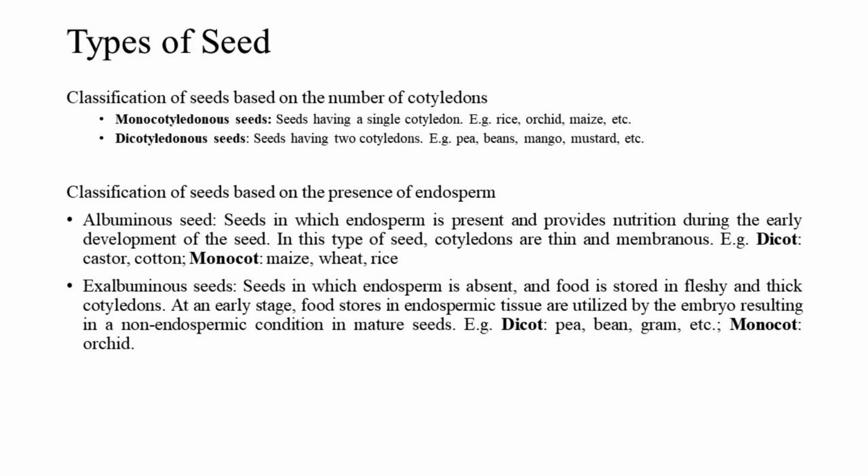Exalbuminous seeds: seeds in which endosperm is absent, and food is stored in fleshy and thick cotyledons. At an early stage, food stored in endospermic tissue is utilized by the embryo, resulting in a non-endospermic condition in mature seeds, e.g. dicot: pea, bean, gram, etc.; monocot: orchid.